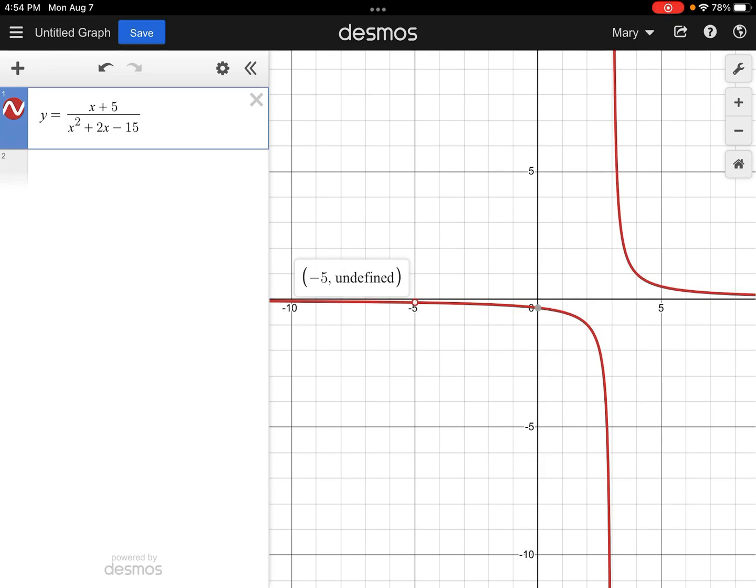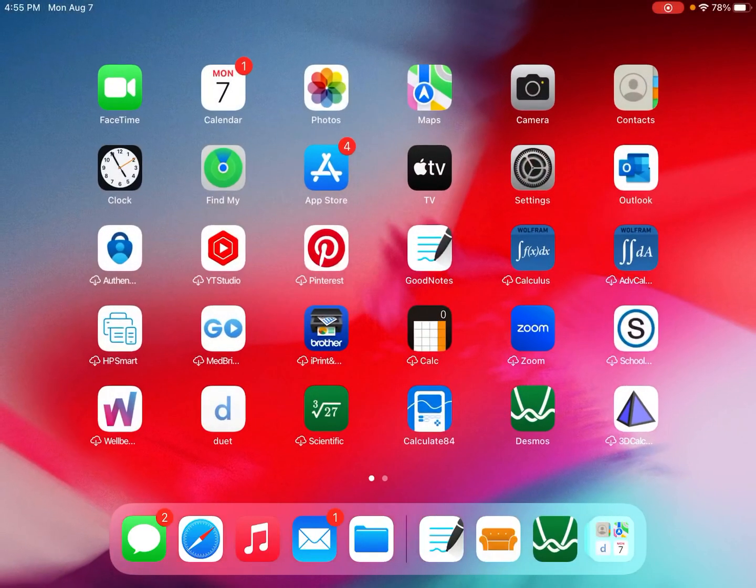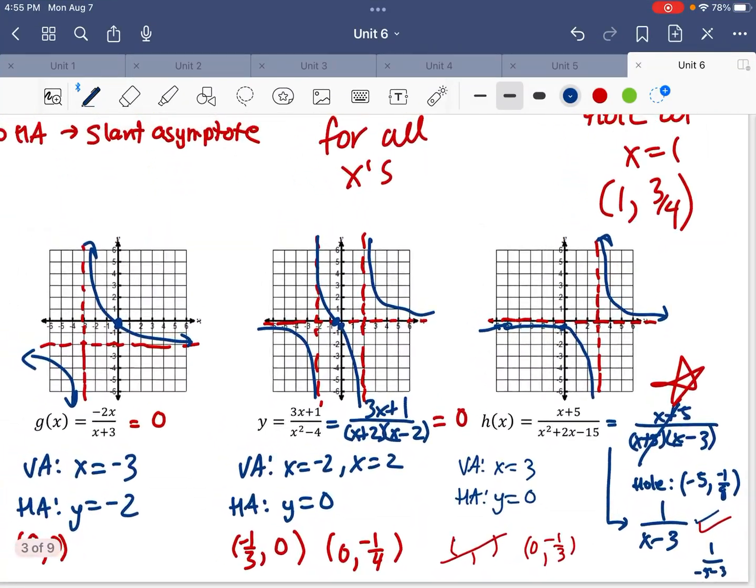So you can't really tell it on the picture, but basically if you look at what this looks like, this is what our picture should look like. It should have an open circle here because there's nothing there, right? But Desmos isn't going to show it to you. You kind of have to know it's there. Okay. All right. And that is it.